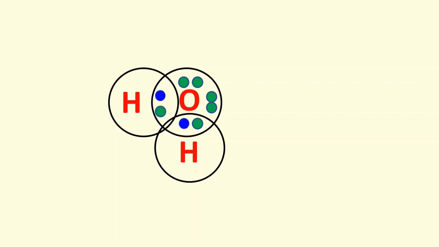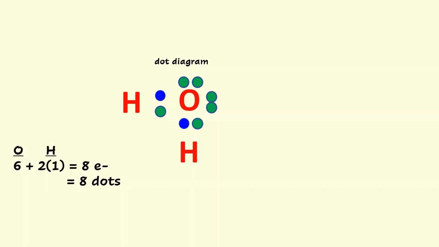Let's check our work. Each oxygen has 6 valence electrons, and each hydrogen should have 1, for a total of 8 electrons, or 8 dots. And if we count the dots around the diagram, we see that we have a total of 8, no less, no more, which is perfect.